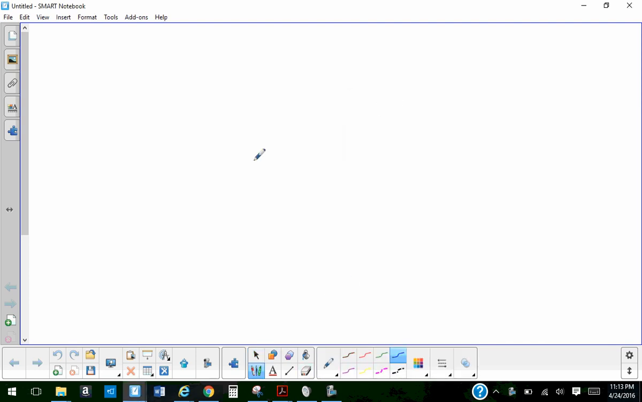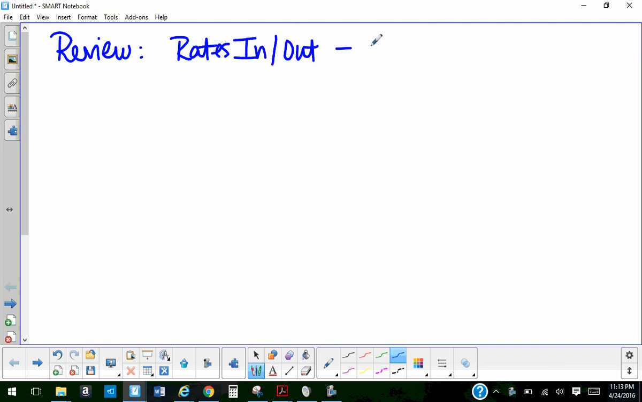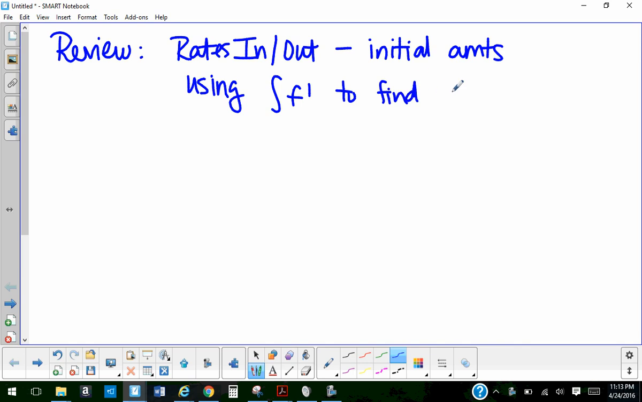Okay, so here we're going to take a look at reviewing, all the way back to chapter 4, but basically the review is on the ideas of rates in and out, remembering your initial amounts, or just using the integral of f prime to find f values. So it can also come up just in the context of graphs and maxes and mins and stuff.